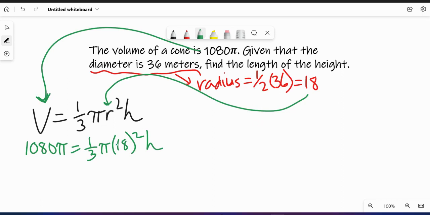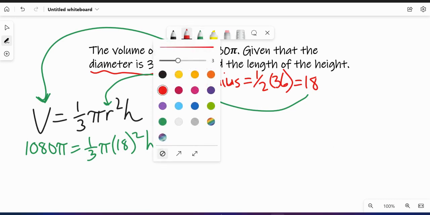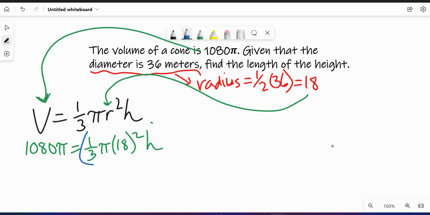Now, a couple things you could do here. You could figure out 18 squared times 1/3 first. That's one way to do it. Another way, I'm going to show both ways: in order to get rid of the 1/3, you could multiply both sides by 3. That's what I would recommend doing, because sometimes you don't get a nice number that's divisible by 3 when you square it in here. So to get rid of the 1/3, I'm going to multiply both sides by 3.